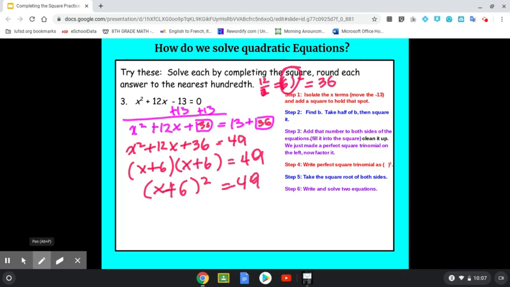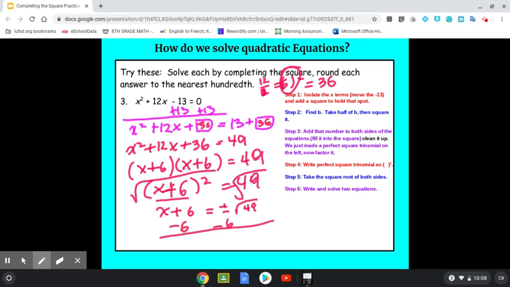And now what I'm going to do is take the square root of both sides. That allows me to take this out of the square. I'm at the squared term. So you get x plus 6 equals, and don't forget your plus or minus, radical 49. And now last step is solve it. Subtract 6 from both sides. So I'm going to get x equals negative 6 plus or minus square root of 49.